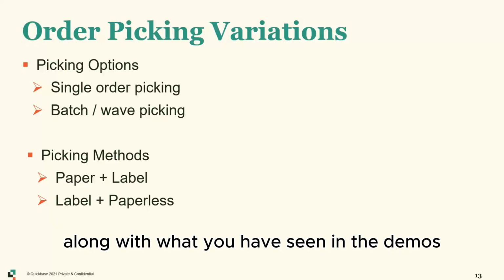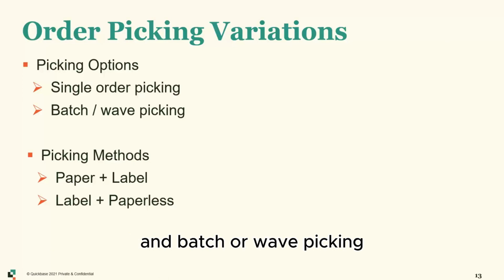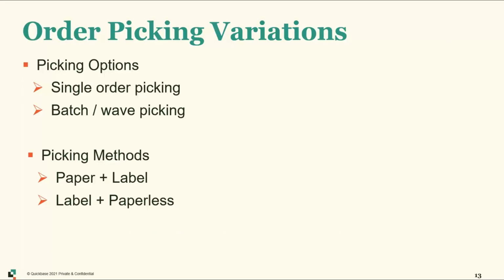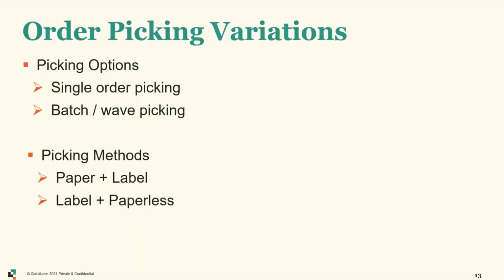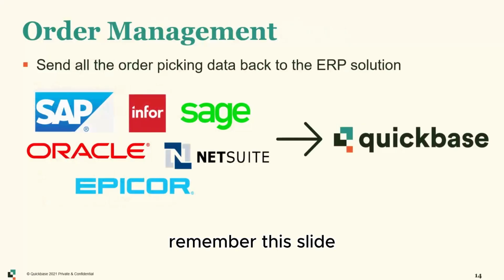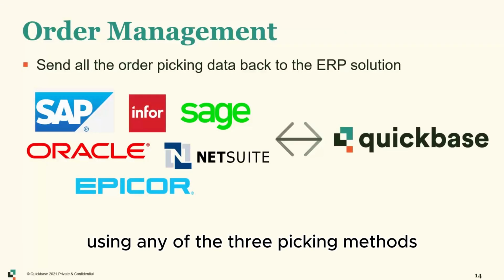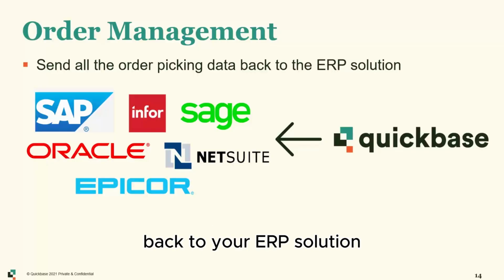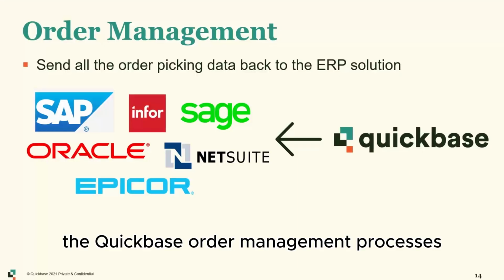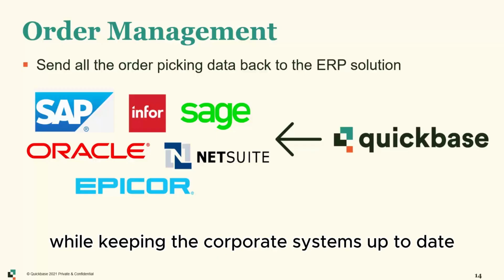Along with what you have seen in the demos, you can have various picking options, including single order picking and batch or wave picking. Companies that need it can also combine picking methods for added traceability. Remember this slide from the beginning of the presentation? Using any of the 3 picking methods demonstrated today, you can now send the completed order picking data back to your ERP solution. The Quickbase order management processes have been used to make your company much more agile while keeping the corporate systems up to date.